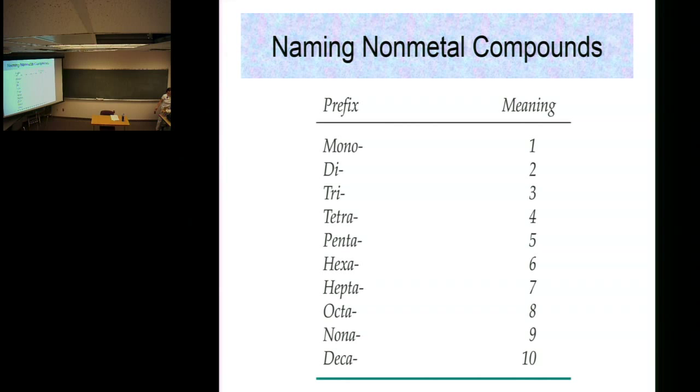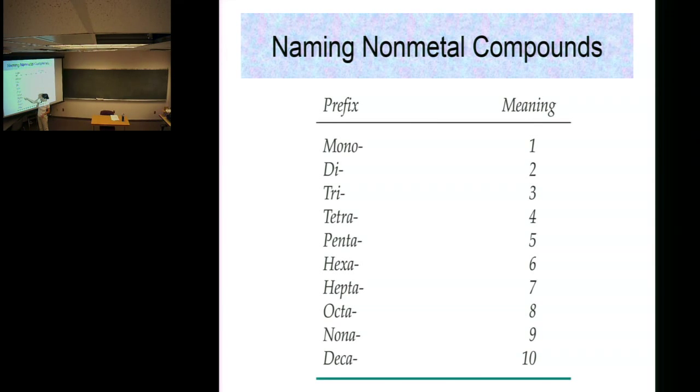Like mono, di, tri, tetra. Okay, tetra, not quattro, right? And you know penta. Penta, like pentagon, is 5. Hexagon, 6. Octopus. Octopus has 8. Decade is 10. There's a few that you may not know. Hepta, that's 7. And nona. Nona makes 9. Nona, 9.